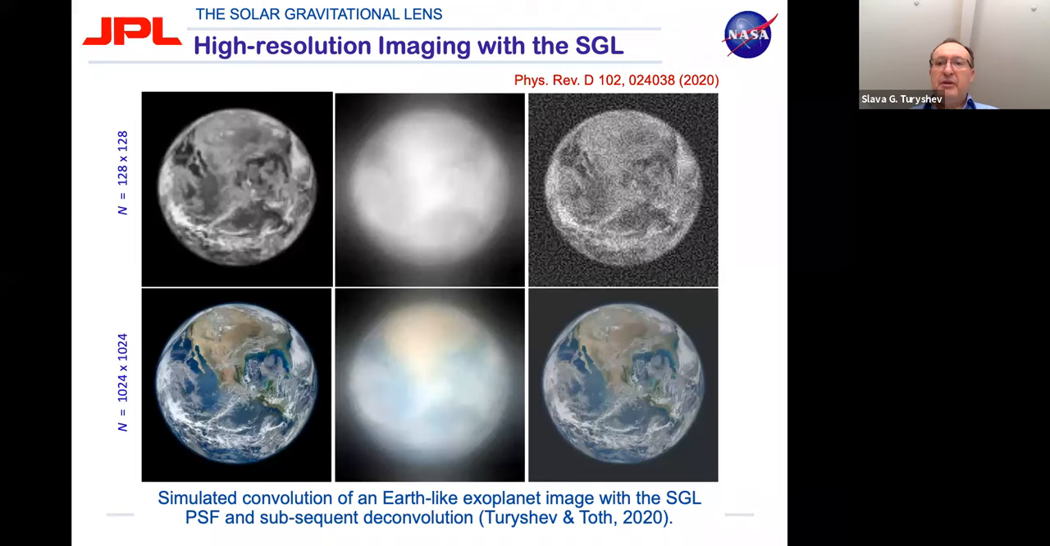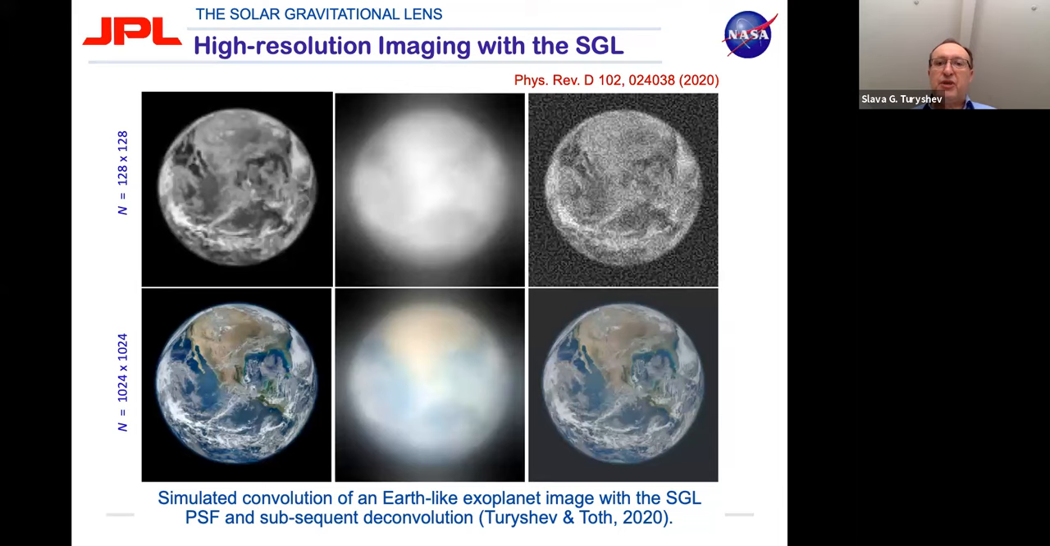And if you integrate longer, and longer integration implies a longer mission lifetime, right? Essentially, we can make an image of roughly 600 by 600 pixels of an object situated at 100 light years away, 30 parsec, within roughly 8 to 9 months. So with 8 to 9 months of integration time, moving the spacecraft within the image, we can actually recover an image with this resolution. We're talking about a single spacecraft. And so that's the imaging capabilities of the SGL, where we also account for the solar corona contribution. So it's quite amazing, actually.